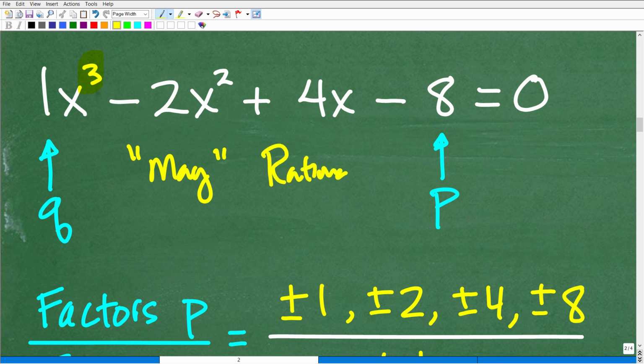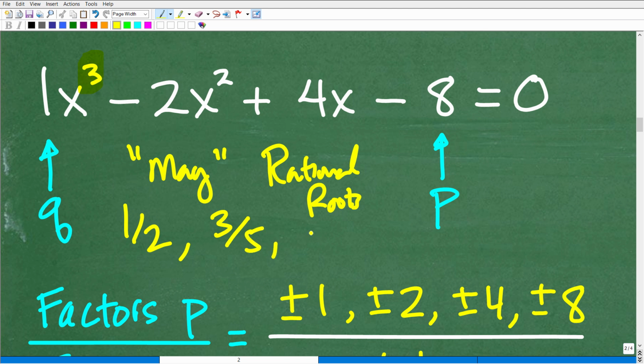So what are rational roots? What are rational numbers? Rational numbers are basically numbers that are fractions made from integers, things like 1/2, 3/5, 6, right? Because you can write 6 as 6 over 1. So these are rational numbers. Hopefully you remember that, okay? But these are examples of rational numbers.